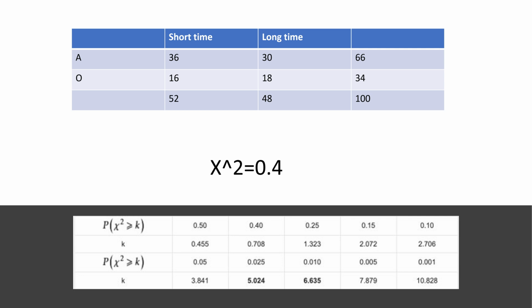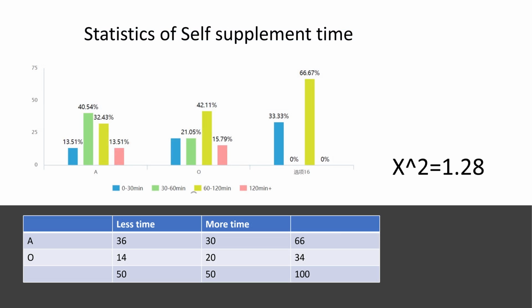Here is the statistics of self-supplement time and status. We can formulate a similar table here, and the index we calculated is 1.28. According to the criterion before, there is a larger than 90% possibility that the self-supplement time is related to the emotional status. So in conclusion, there is no significant relationship between game time and the relationship status. The dependency between self-supplement and the relationship status is relatively strong. That's all for my part of the presentation. Thank you.